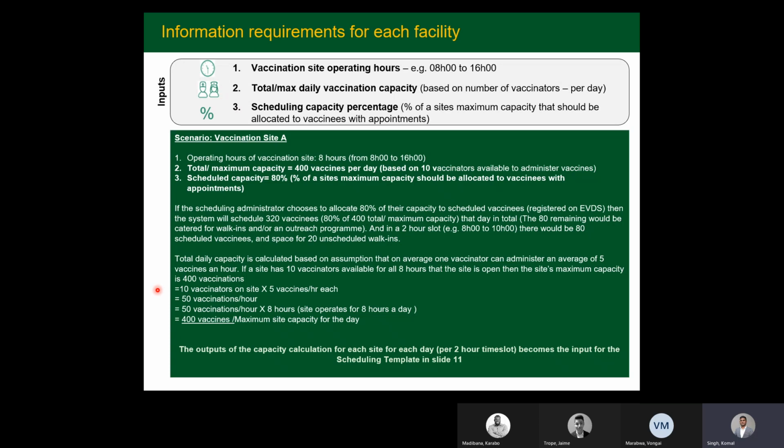So that's equal to 10 vaccinators on site times the 5 vaccines that they're able to administer per hour each. That gives us a value of 50 vaccinations per hour. We take the 50 vaccinations that can be done per hour, times 8 hours, which is the site operating hours, and that will give us a total of 400 vaccines, which is the site maximum capacity for the day. Please note the outputs of the capacity calculation for each site for each day is per 2-hour time slot, and that becomes the input for the scheduling template, which will be shown to you in the next few slides.